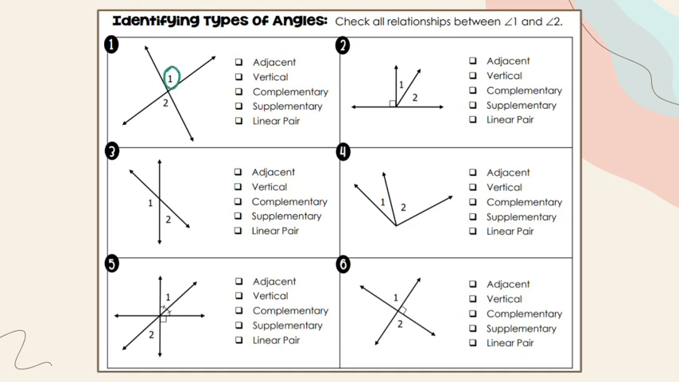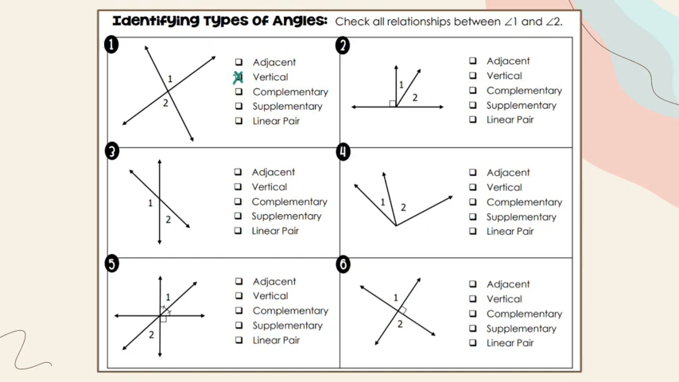So these two angles are across from each other. That makes them vertical angles. Adjacent angles share a side. These do not share a side. Complementary angles add up to 90 degrees. There is nothing to say that these add up to 90. Supplementary angles add up to 180. There's nothing to say that that is true here. And a linear pair has to be adjacent and supplementary. So since it's neither of those, it cannot be a linear pair. So that is all for number 1.